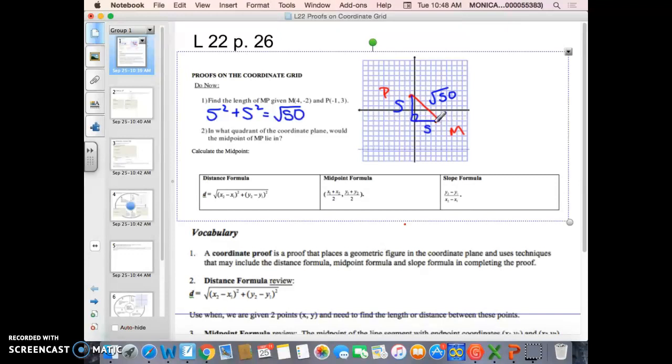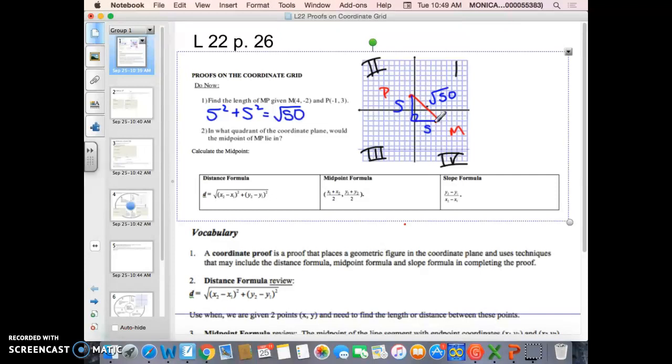Okay, secondly, it says, what quadrant would the midpoint of NP lie in? Well, let's go ahead and label our quadrants. Remember, they go counterclockwise. So this is 1, 2, 3, and there's 4. So if I'm looking at the middle, I'm thinking the middle looks to be about right here. So I'm going to say it's in quadrant 1.